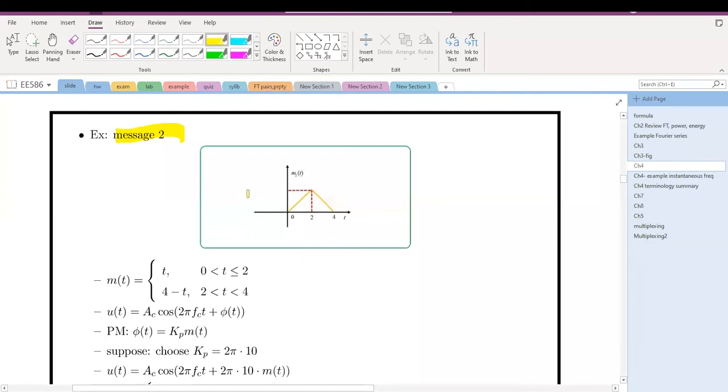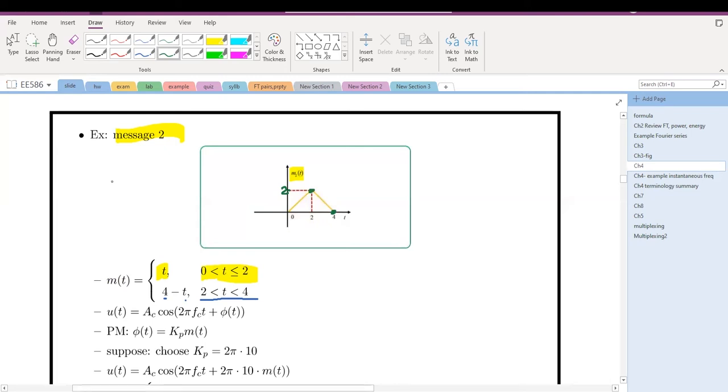Now let's look at another example. I call it message 2. This is a triangular waveform. From 0 to 2 seconds, the message equals t. And here, this is 2. And from 2 to 4, the message equals 4 minus t. Therefore, at time 4, m(t) equals 0. At time 2, the message equals 2.